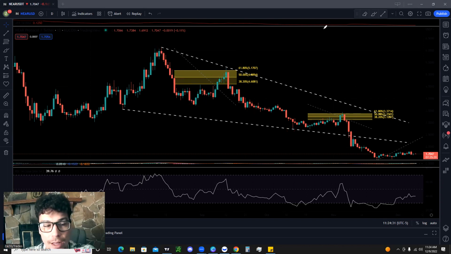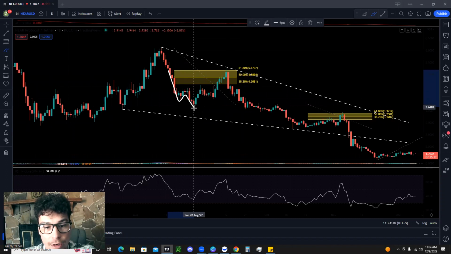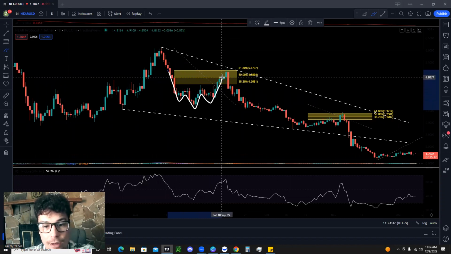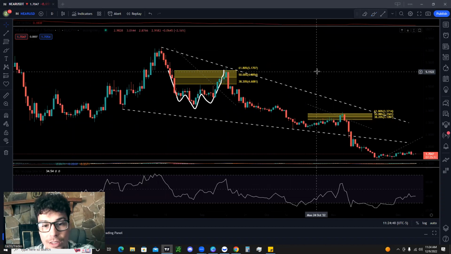We did have a nice little pattern here known as an inverse head and shoulders, right? So if you take a look, we had our left shoulder right here, we had our head, and then we had our right shoulder, okay? And ultimately we ended up continuing up to the 61.8% level. So you can use these to your benefit, right?